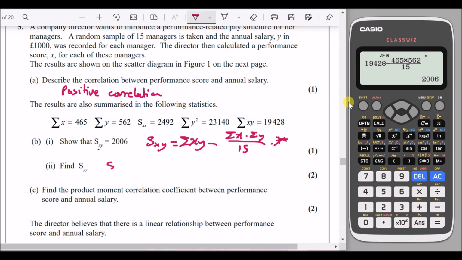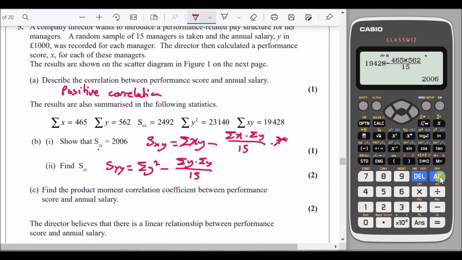Now for SYY, it's the same thing. So it'll be the sum of, you don't have to write YY. We always write Y squared. The sum of Y squared, take away, I keep having trouble writing that sum sign. Minus the sum of Y times the sum of Y. So you could do sum of Y squared over 15.